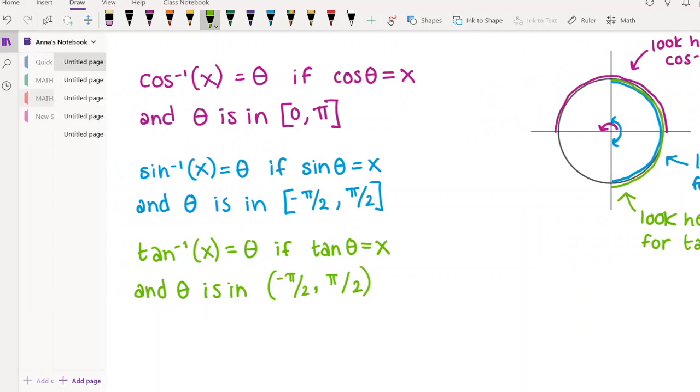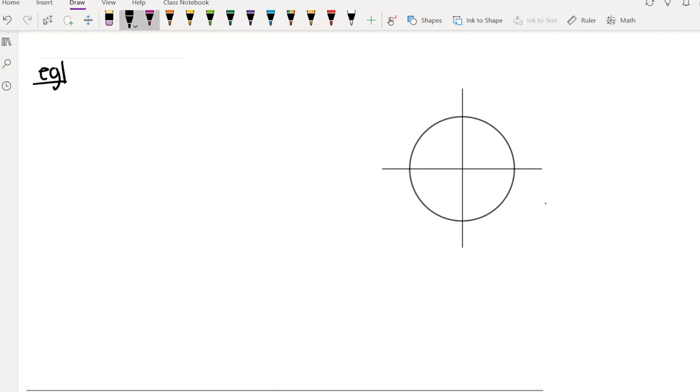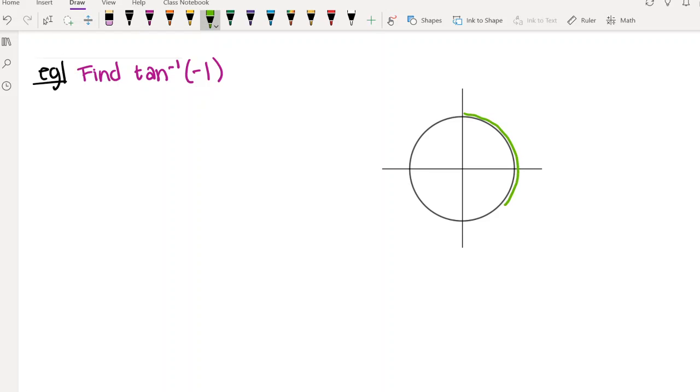Okay, so let's just do a few examples of inverse tangent. Let's say we wanted to find inverse tangent of -1. That means we're trying to look on the unit circle, and we're specifically looking for inverse tangent. Remember, we're looking at this part of the unit circle. So we're trying to figure out what could be a possible angle so that tangent of that angle is -1. This is where I think it's helpful to remember that idea of tangent being the slope. So where would we get a slope of -1?